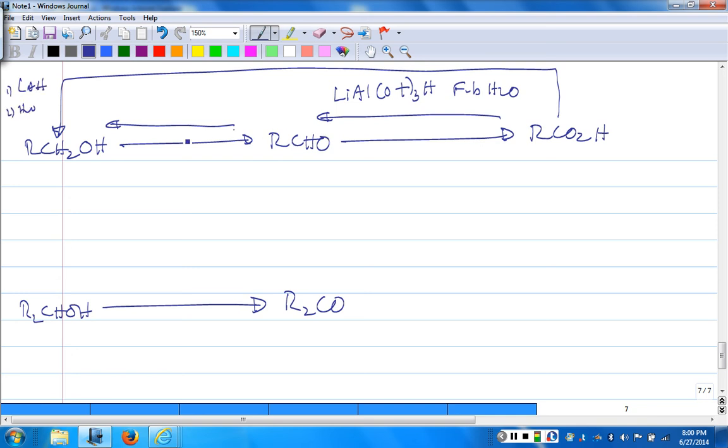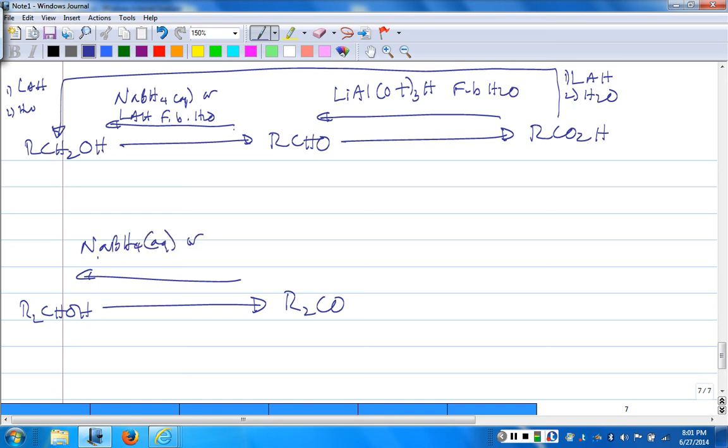I can take the aldehyde down to the alcohol using either sodium borohydride, aqueous, or LAH, lithium aluminum hydride, followed by water. I'm going to rewrite this here just in case it's not very clear. So LAH 1, water 2. And again, if I wanted to go from the ketone to the secondary alcohol, this would be sodium borohydride, aqueous, or lithium aluminum hydride followed by water.